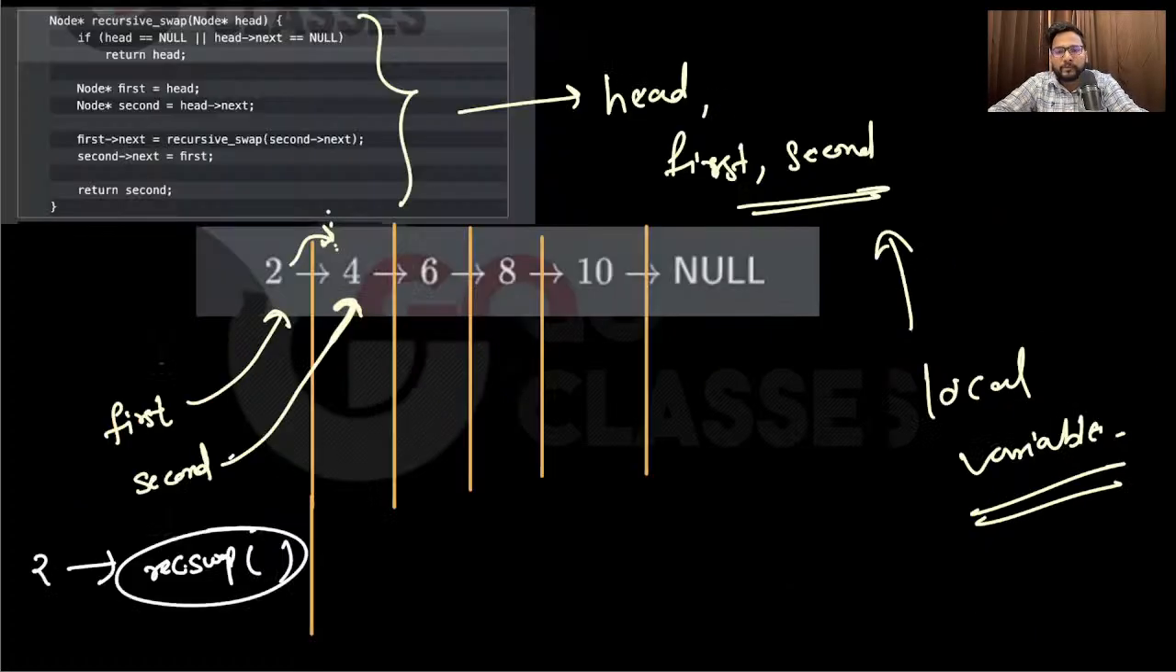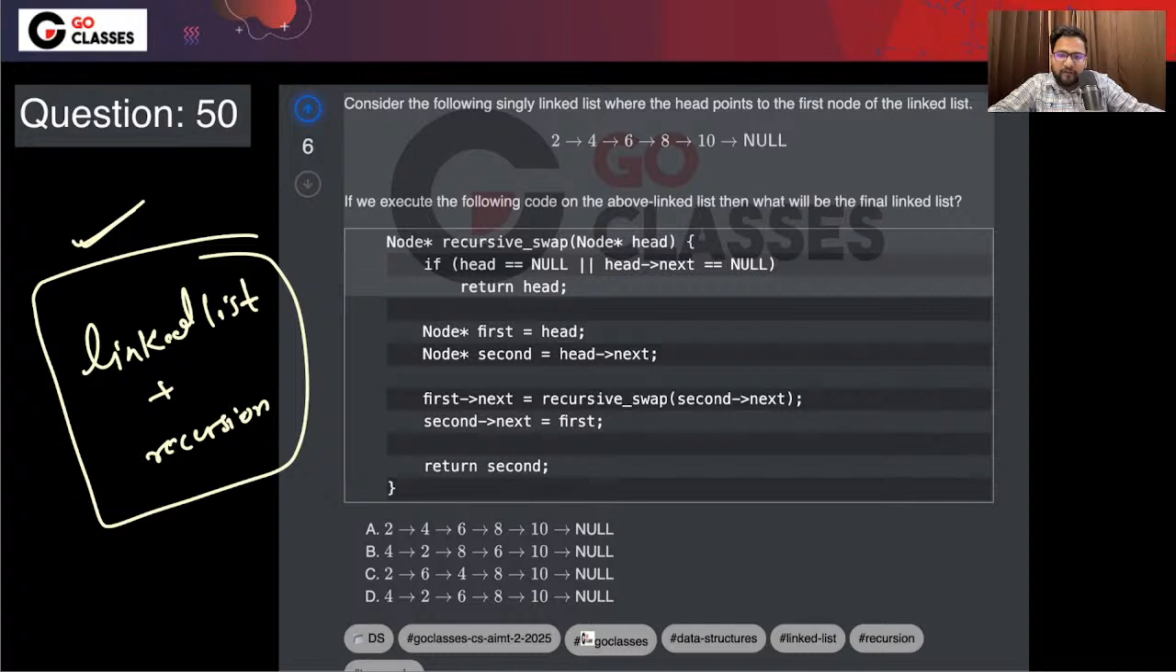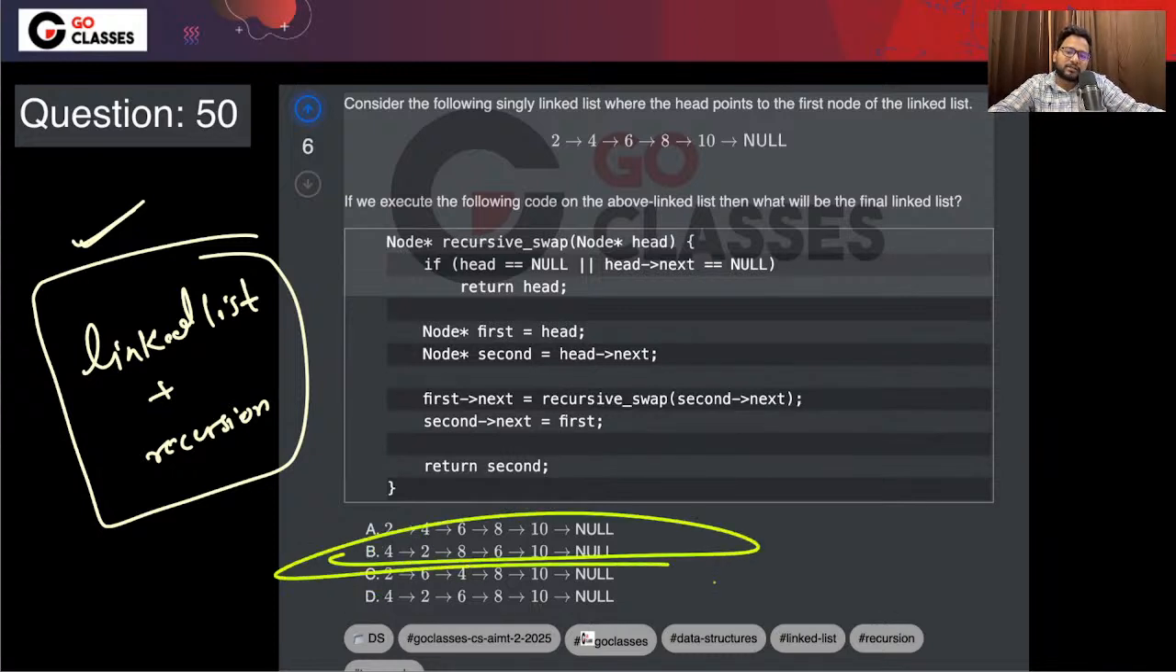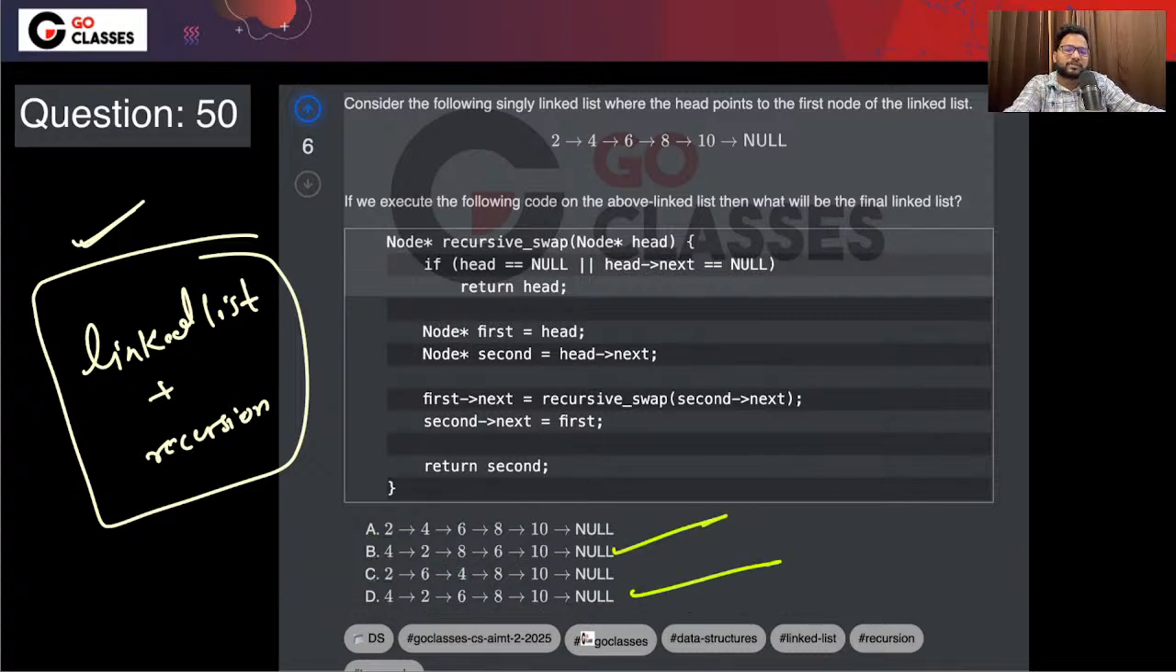But the final answer should contain 4 pointing to 2 and 2 pointing to something. So let's check the options. Maybe 2 will be pointing to 4, but I don't know what 2 is pointing to. I know that 4 will be pointing to 2 for sure. So in the final answer, 4 should point to 2. That is why either B is the answer or D is the answer. Is this okay to everyone? This is very important to understand. Now let's see which one is the answer.